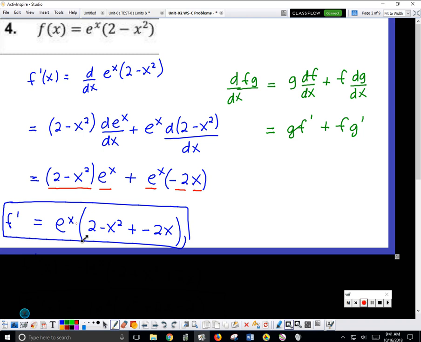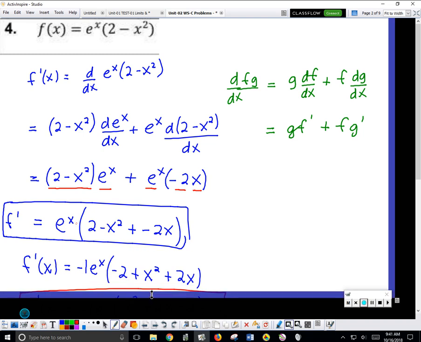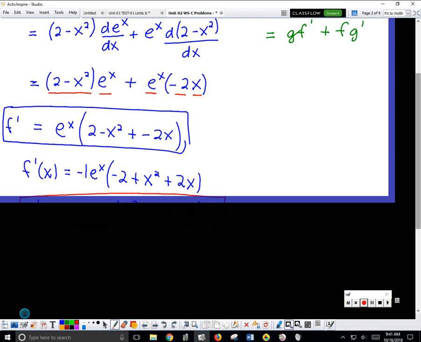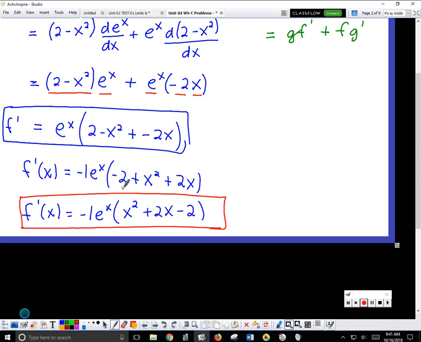Now on the back of the sheet, they did one additional step. They factored from this a -1, so it looks like this. Then they reordered the polynomial that is written here, the quadratic. That's not a required step, but that's what they did. Questions? Awesome. Next example.